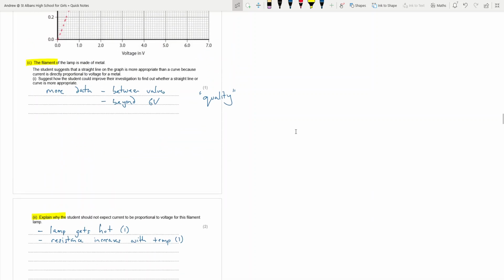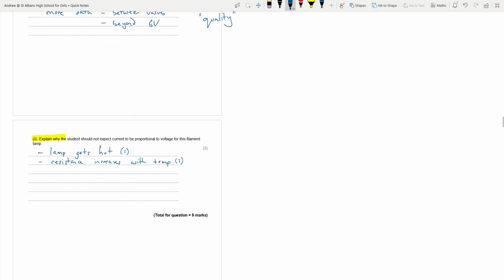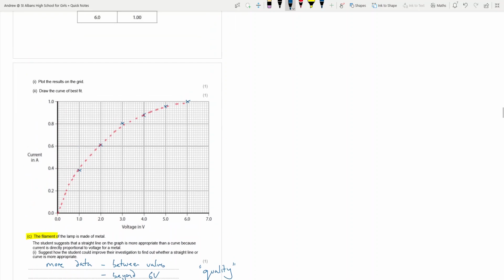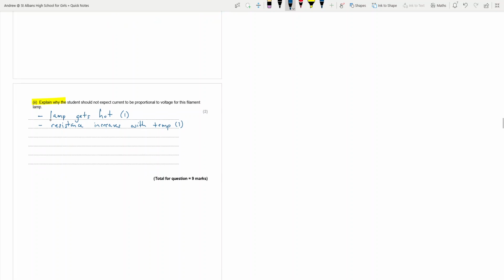Now, why this means we're not going to get a straight line through the origin, which is what proportional would be, is that it's going to affect the gradient of this line. So some comment that the resistance will affect the gradient of the line is important there.